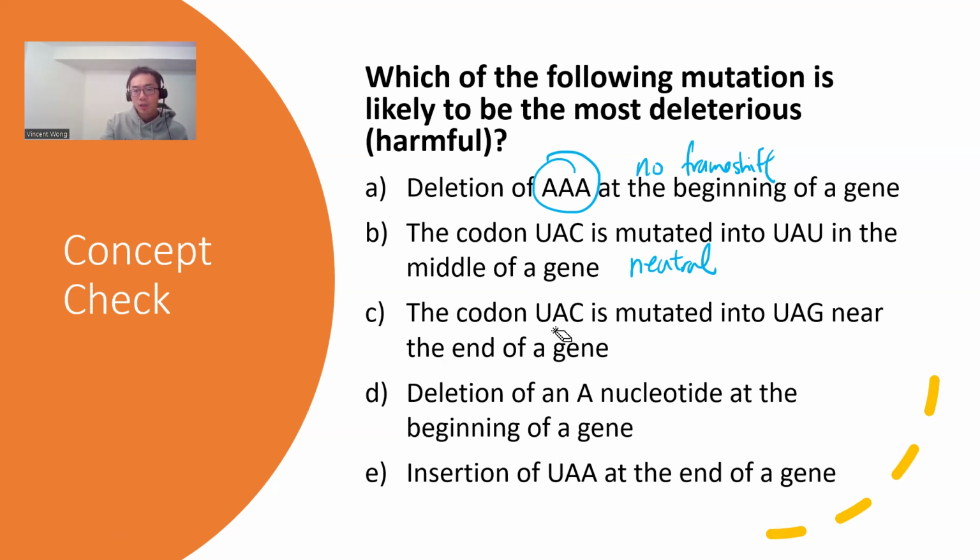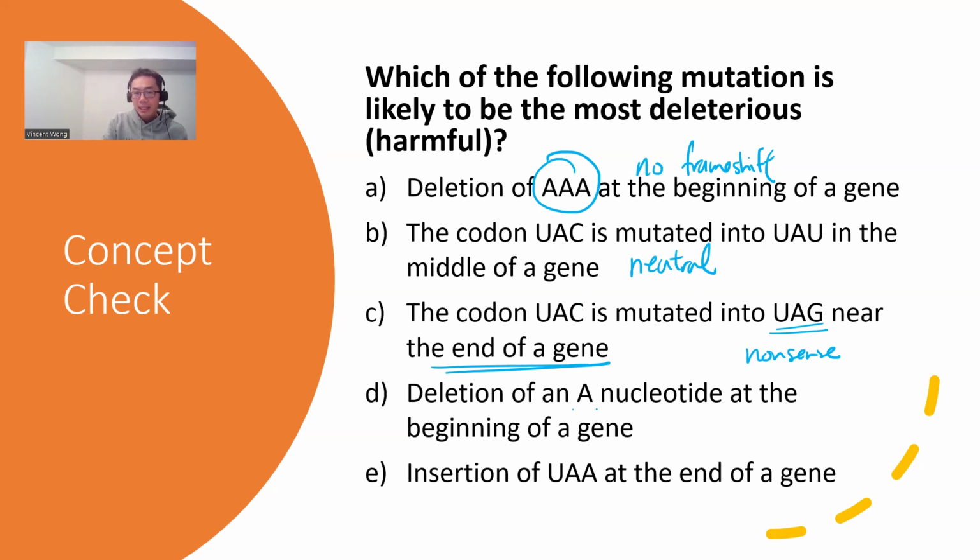UAC is mutated into UAG. Well, this is a nonsense mutation, but it's happening near the end of the gene. So you are not losing a whole chunk of the protein. You might lose a few amino acids, and maybe that's okay. So far this is probably the worst out of the 3, but let's read on.